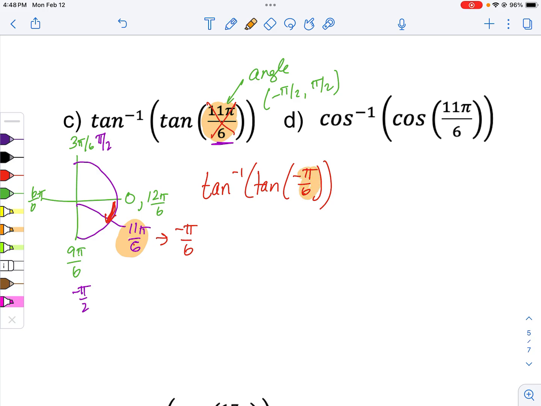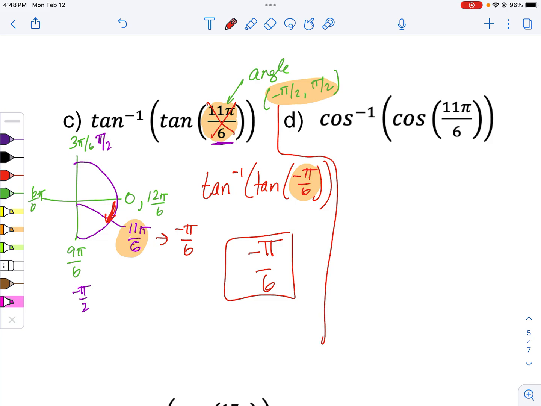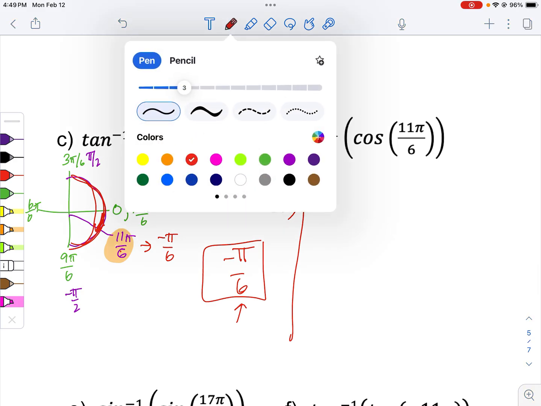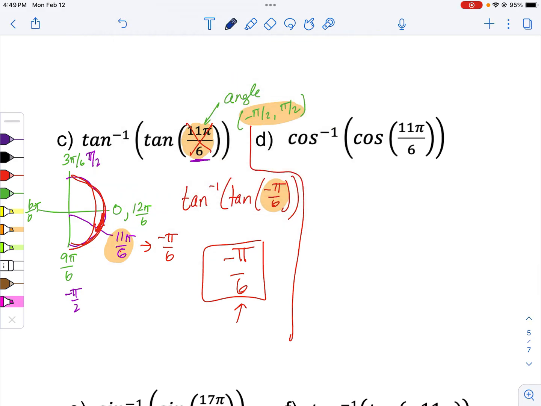So now you have to ask yourself, is that -π/6 within my restricted domain from -π/2 to π/2? And it absolutely is. So my answer is -π/6. All I had to do was rewrite that angle. Since it was already in those restricted quadrants, it was just called the wrong thing. 11π/6 is too big. All right, so let's try one very similar to it in the next example, letter D.